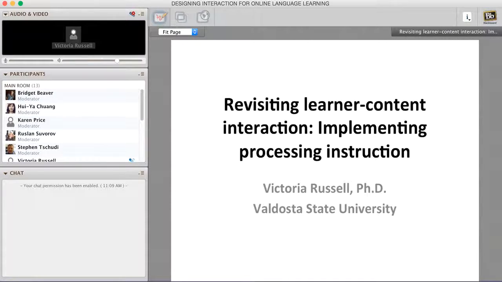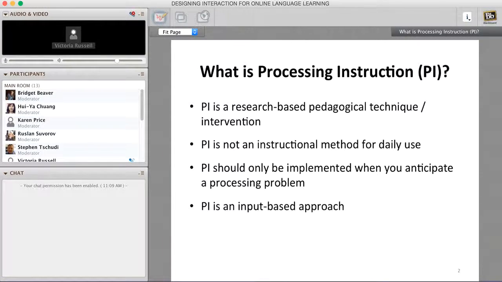Tonight, we're going to be talking about processing instruction, and it's possible that many of you might not know anything about it. So, we're going to begin by looking at what is it? Processing instruction, or PI, is an instructional technique that was created by Bill Van Patten, and it's based on the findings of research in the field of second language acquisition. So, therefore, it is a research based technique.